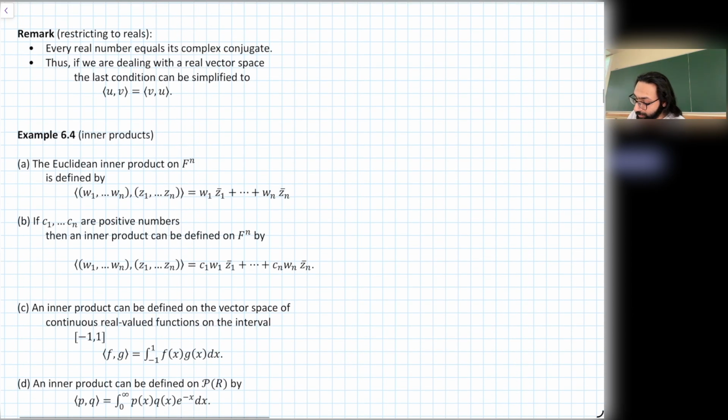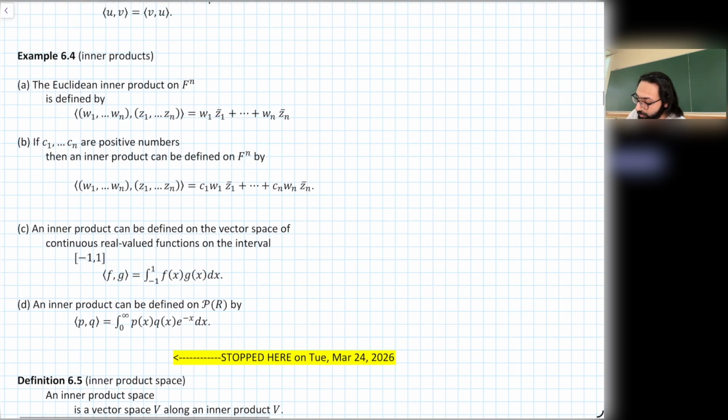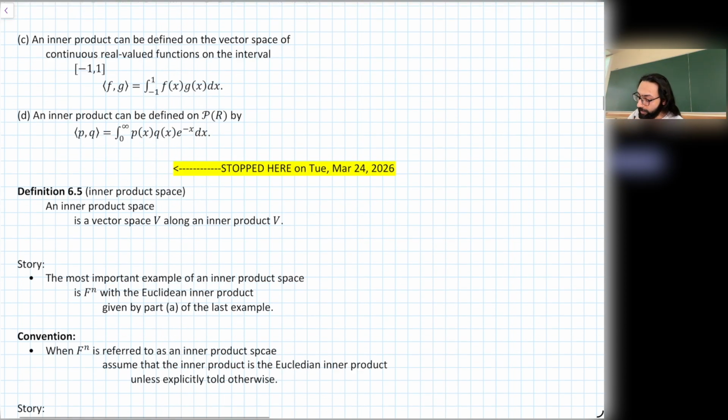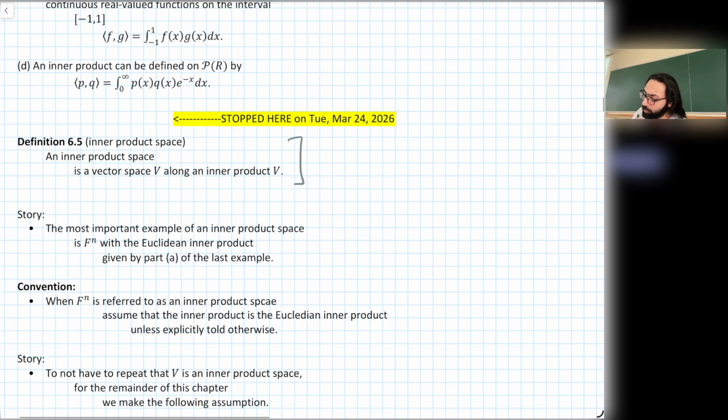And then we looked at a few examples. The standard example is that if you have vectors in Fn, you take the first component as it is, the second is a complex conjugate, and you sum them. This was the standard thing, and we are going to use it a lot, so it's worth reviewing. And then we talked about inner product spaces, which are just a vector space along with an inner product defined on this vector space. Okay, so far we have caught up. This is all that we had done in the previous class.